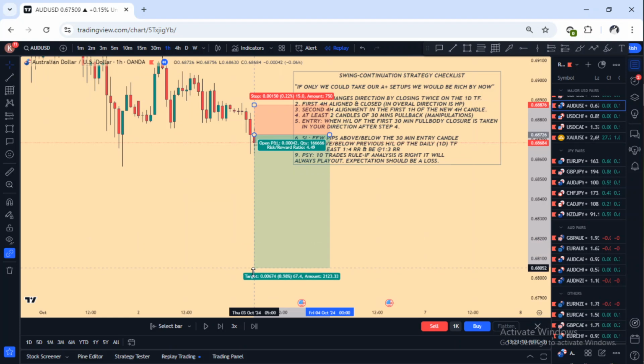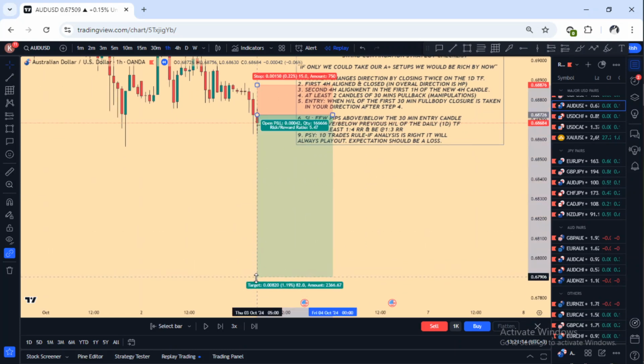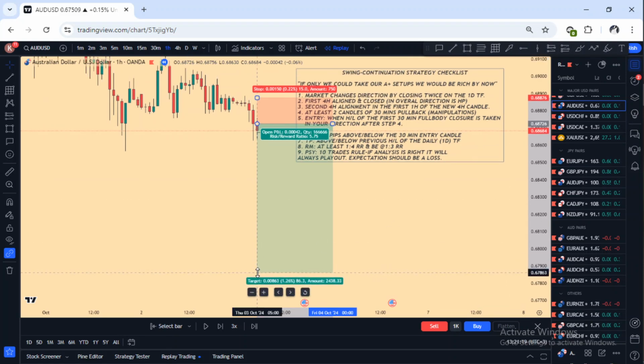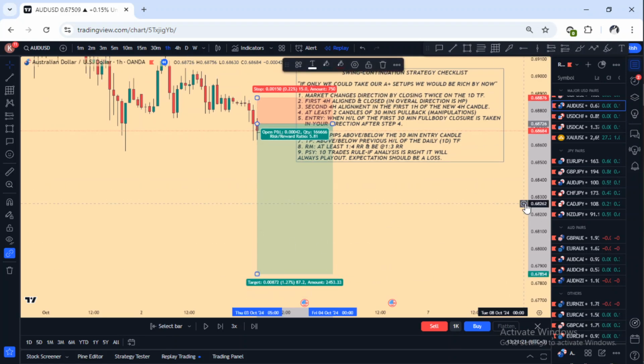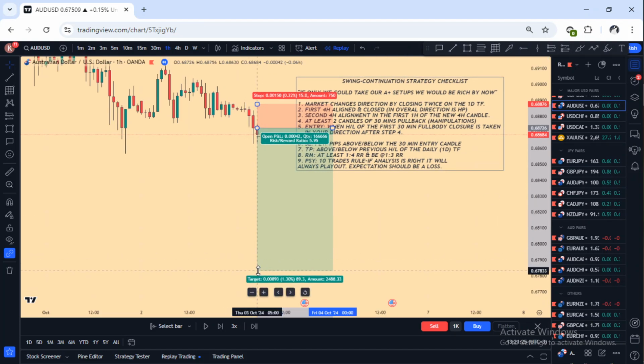So we can target a 1 to 2. If you take 15 pips, maybe you can target 90 pips, which is 1 to 6. That is my average. I like 1 to 6, so this should be a 1 to 6.